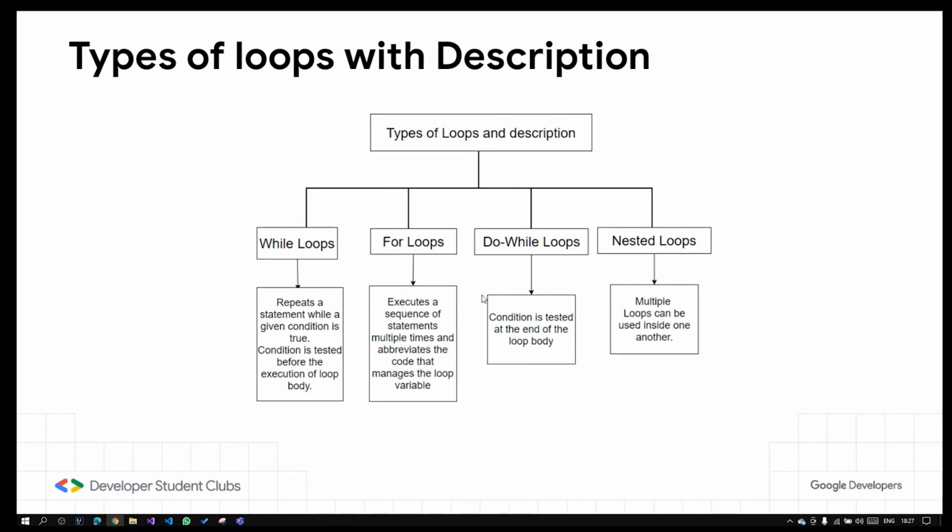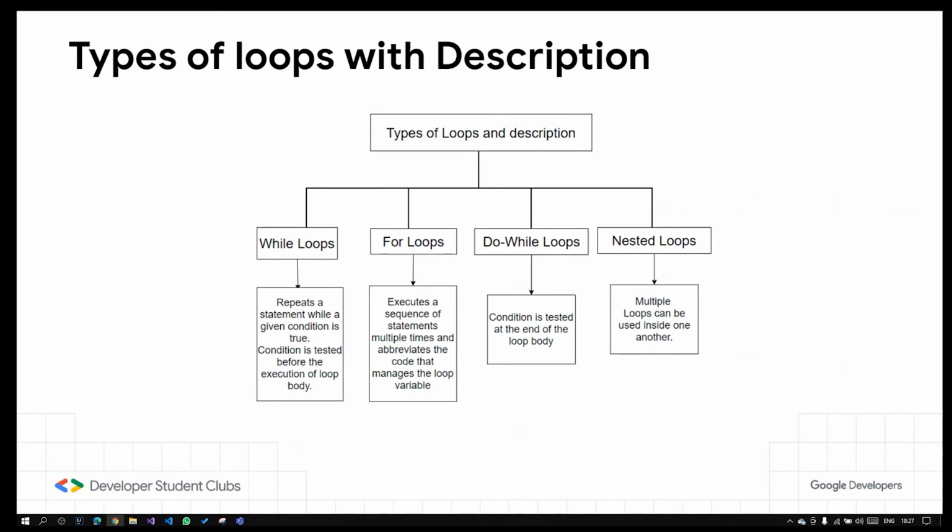And a do while loop is basically where the condition is tested at the end of the loop body. So first in the do, we have those curly braces, the program flow goes inside, and it executes the code which is present inside those curly brackets. When it exits the loop, it checks the condition at the end of the loop body.